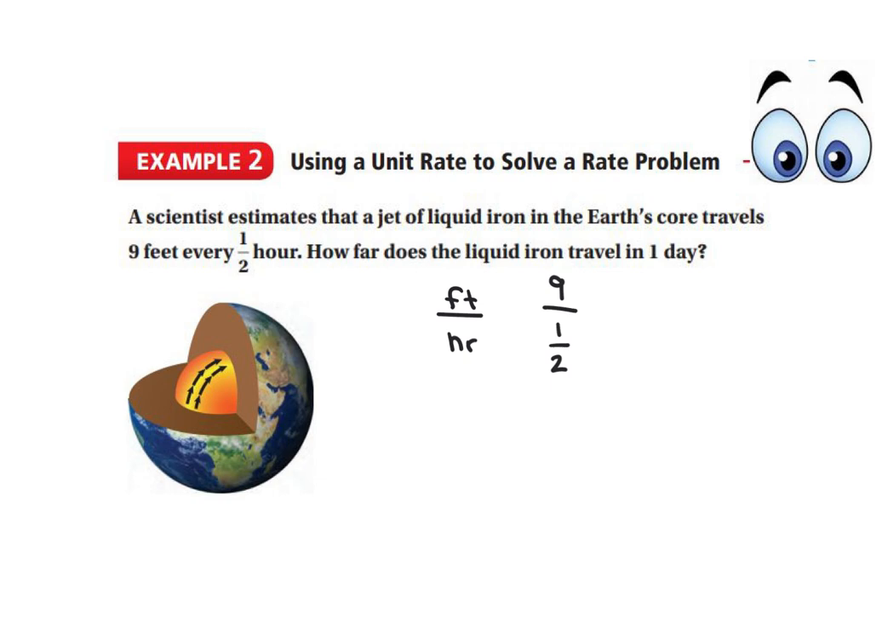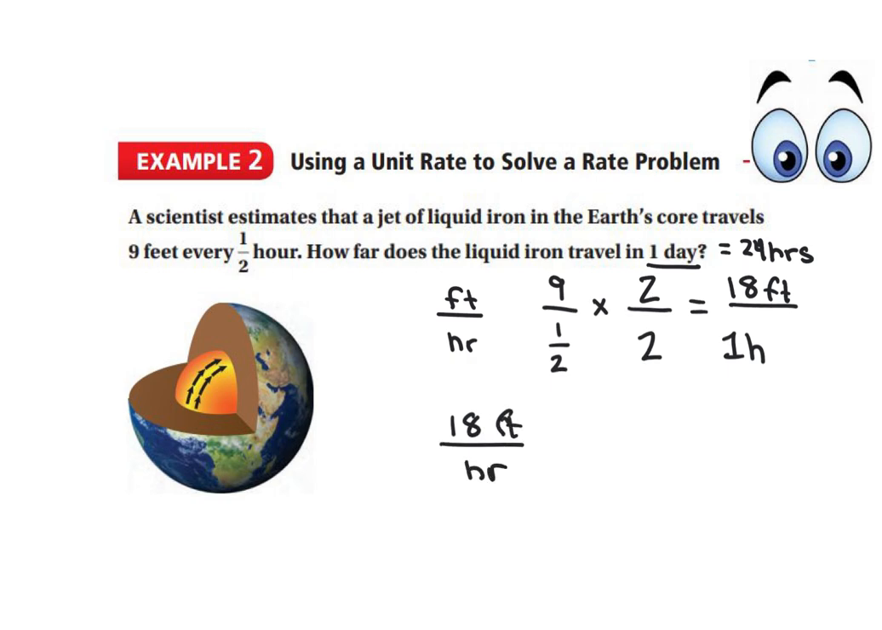I would say in this situation, we're going to be best off getting a unit rate like this. 1/2 times 2 gets us to 1 hour. So 9 times 2 gets us to 18 feet per hour. The question then states, how far does the liquid iron travel in 1 day? 1 day is 24 hours. So we're going to take 18 feet per hour, and we're going to multiply that by 24.